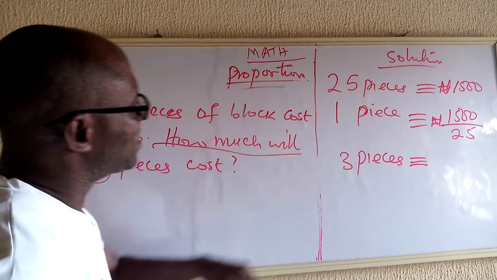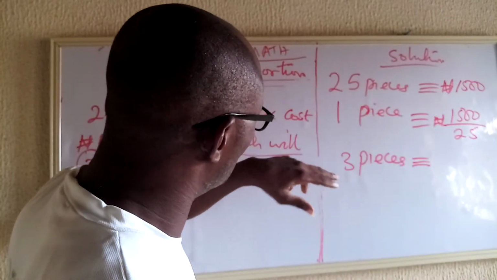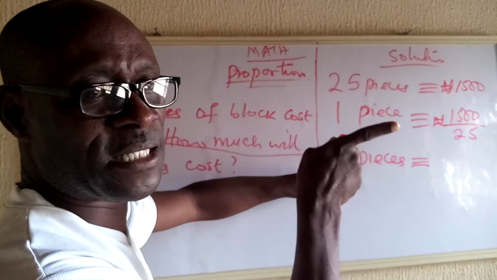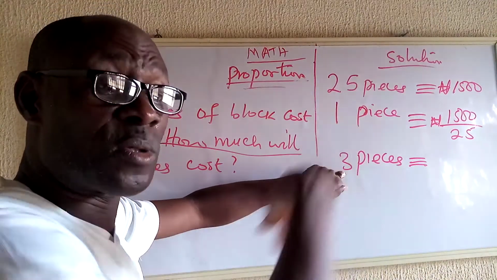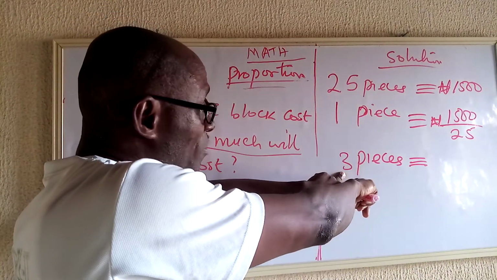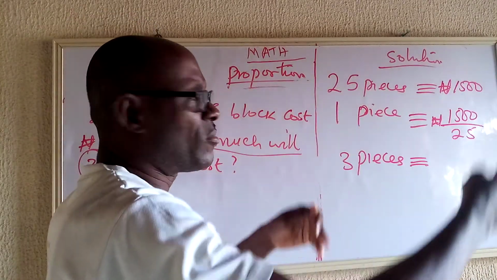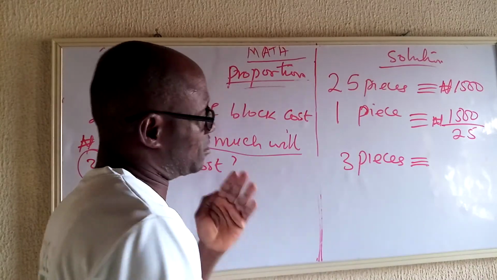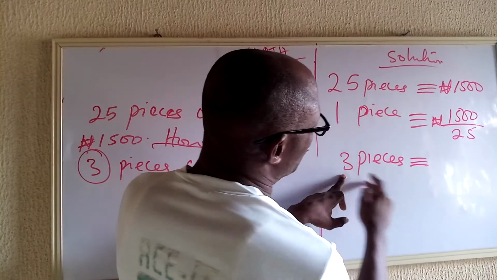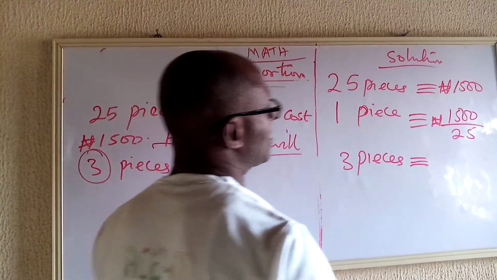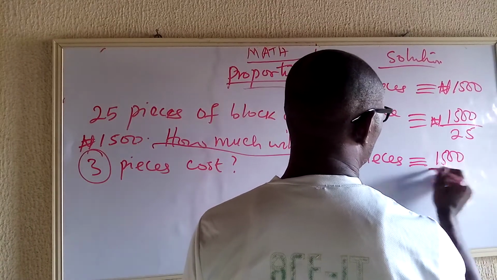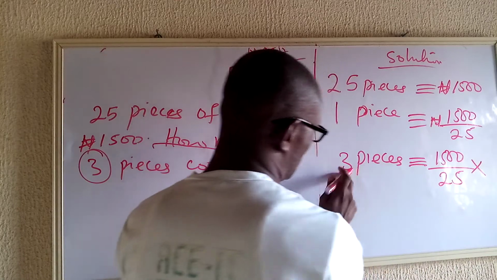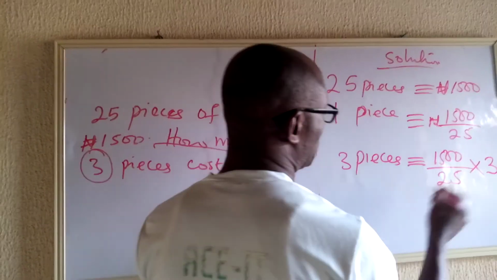Then you compare again. The number of pieces of blocks has increased from 1 to 3. So what happens to the price? Will the price also increase or decrease? It will increase because we are dealing with direct proportion now. The more pieces you buy, the more money you pay. That means more. Since the cost will increase, increase means multiplication. So you will use these 3 to multiply what you have here already, which is 1,500 over 25. That's what I have. I'm bringing down from 1 piece. Then times this number.